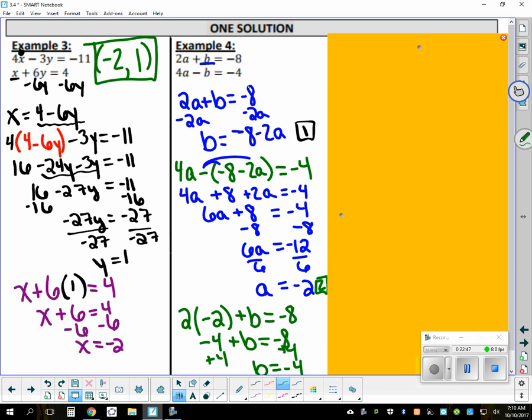So my ordered pair, if they don't tell you any information about it, you just want to do it in alphabetical order.